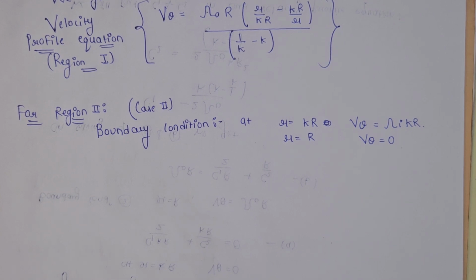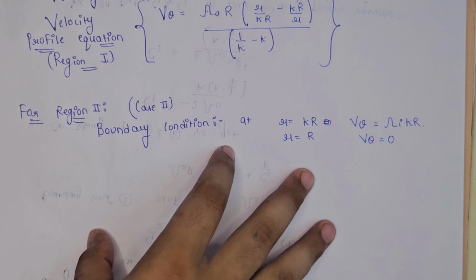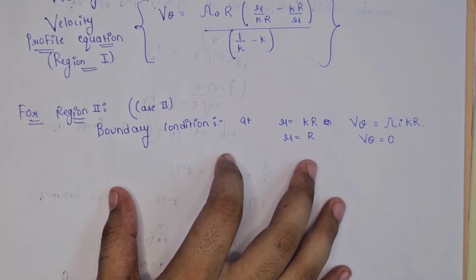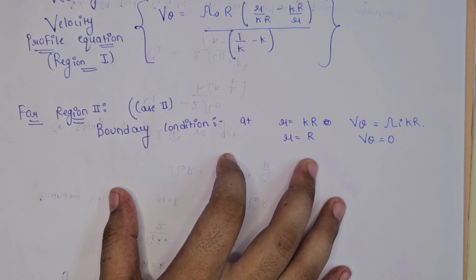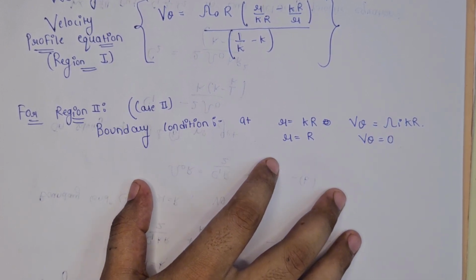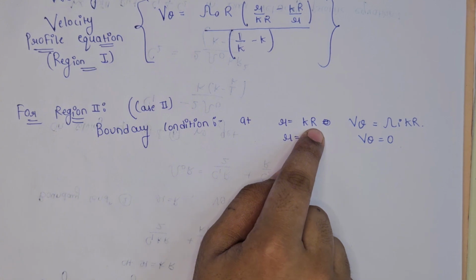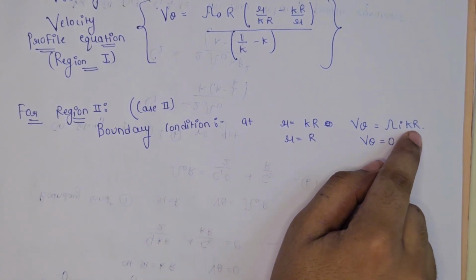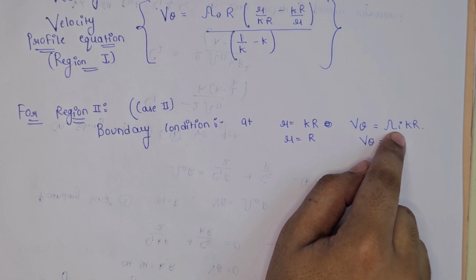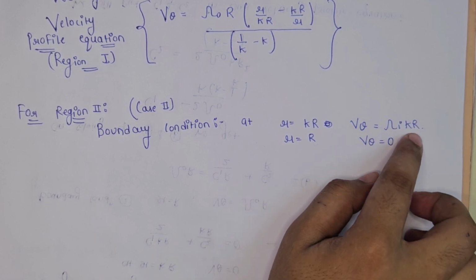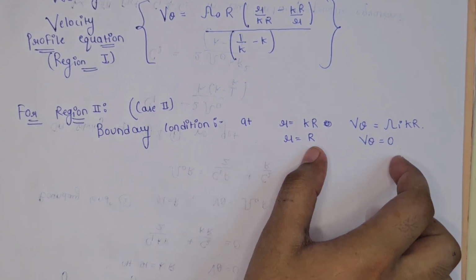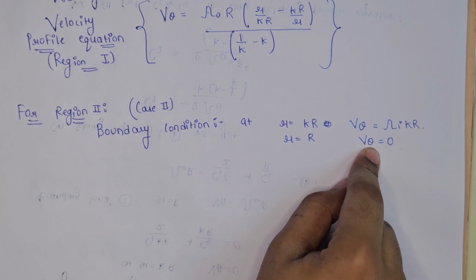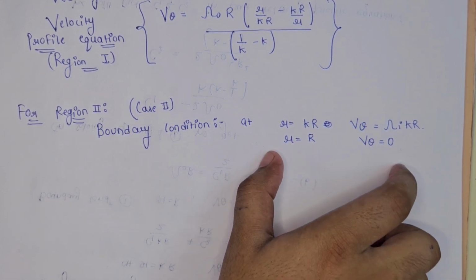We can similarly consider a case 2 also, in which we are considering that the outer cylinder is stationary and our inner cylinder is rotating at a speed of omega I. So here we will get the boundary condition as at r equals kappa r, v theta will be equal to omega I kappa r, that is at the wall of the inner cylinder. The velocity of the fluid will be equal to the velocity of the inner cylinder, and at r equals capital R, that is at the wall of the outer cylinder, it will be 0, because in our case the outer cylinder is held stationary.